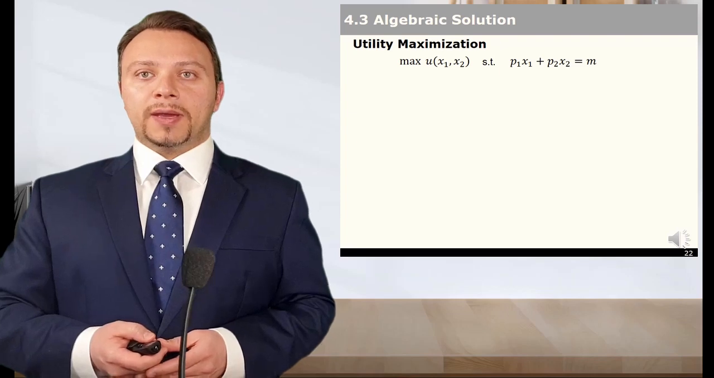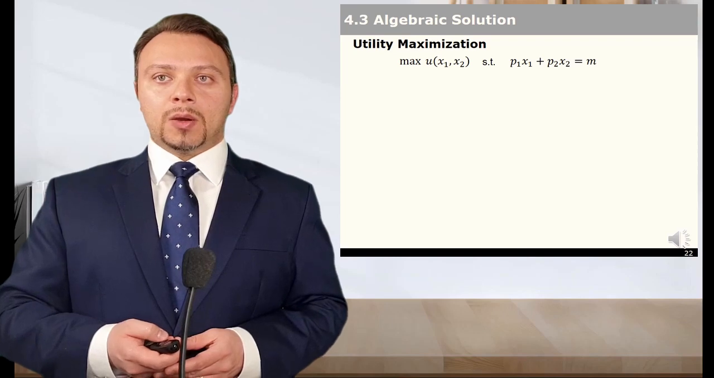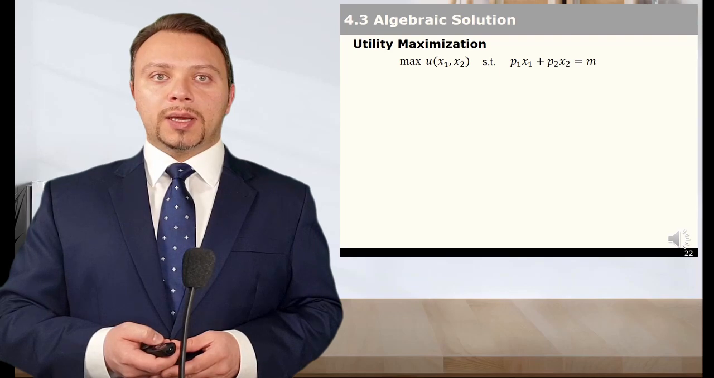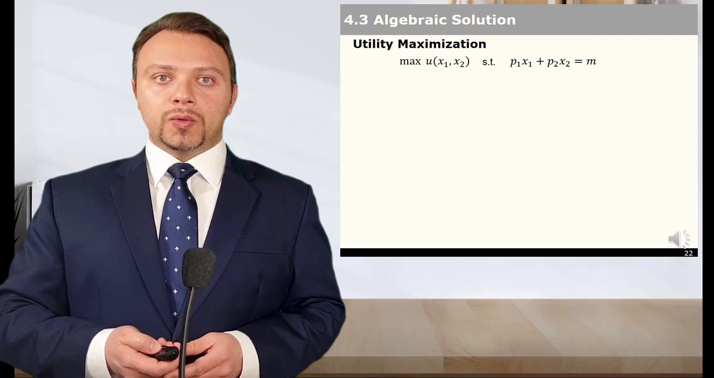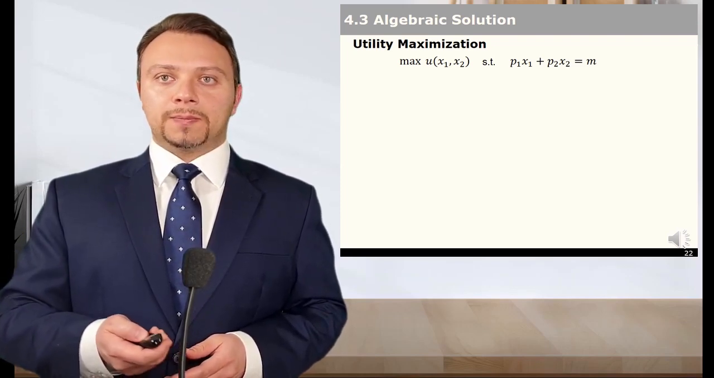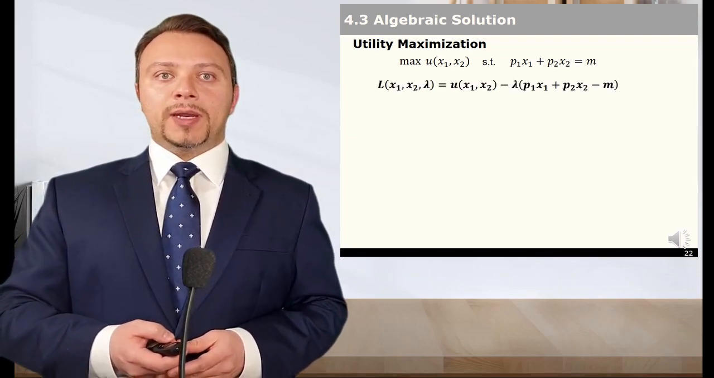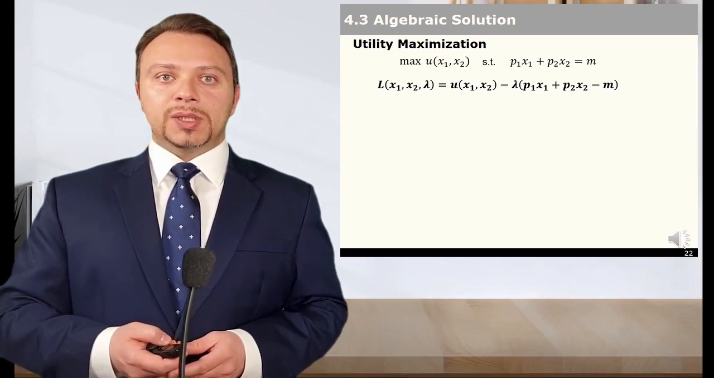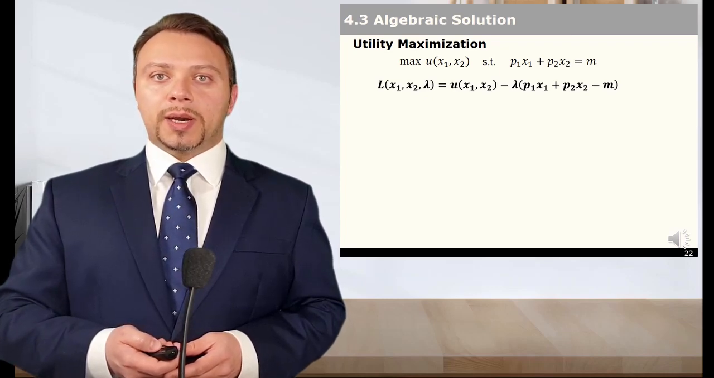Let us now have a look at the algebraic solution for the household optimization problem. With utility maximization, we need to maximize the function u of x1 and x2 subject to the budget constraint. We know how to do this. We have learned the Lagrangian optimization method in mathematics. So, let us write down the Lagrangian function, writing down first the objective function, and then subtracting lambda times the rearranged constraint, p1x1 plus p2x2 minus m.